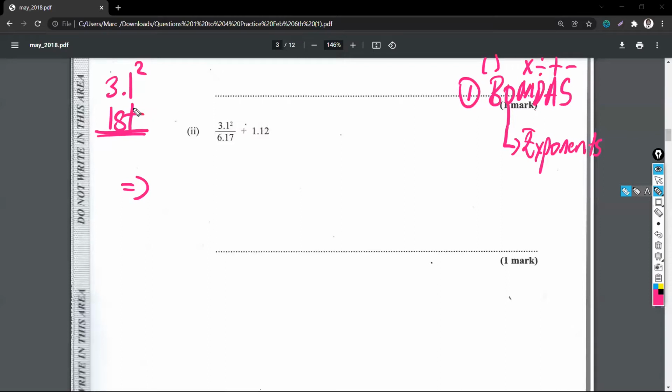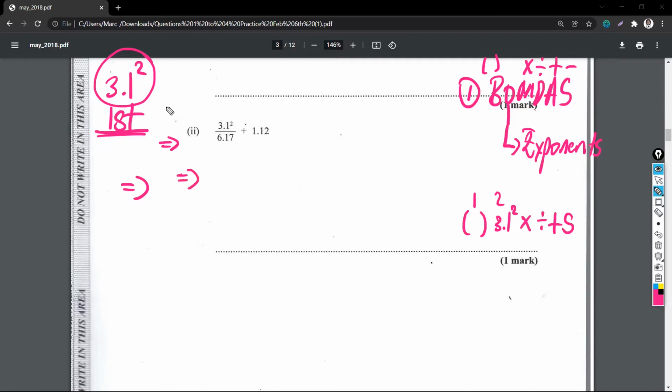All right, so you have to do this first. In this question, guys, the first thing you have to do is the one that says squared. Because in BOMDAS, the first thing you must do is the brackets. The second thing is the exponents, like the 3.1 squared. The next thing is multiply, the next is divide, then you add, then you subtract. So you have to do this 3.1 squared first, or else you can't move on to the question.